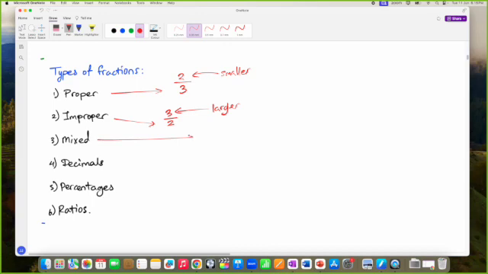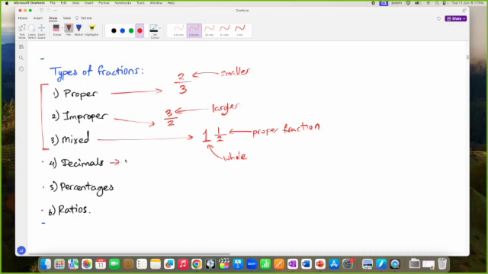Then we have the mixed number. The mixed number is when you have a whole and a proper fraction. So this is one pizza, and then you have a half of a pizza left. So this is a proper fraction, and that gives you a mixed number. These are the three that we're going to be doing today, and we're going to be talking about everything to do with these three today. These three we will tackle in subsequent classes.